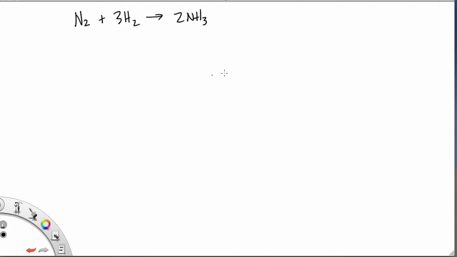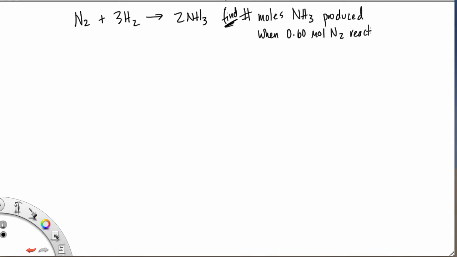Okay, so our problem is going to be, I want the number of moles of ammonia produced. So I should say I want to find the number of moles of ammonia produced when 0.060 moles of nitrogen react. So how am I going to do this? The first thing I do is I find my given quantity. 0.60 moles of nitrogen is my given quantity, and I write that down.